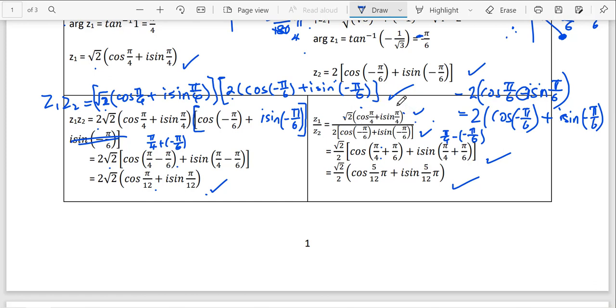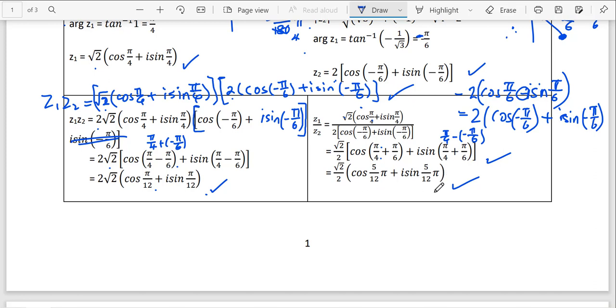For the division, you copy the whole thing: the polar form for the first group and then the polar form for the second group. Copy and put there, you will get the marks. Then do the operation based on the formula. If divide, I divide the modulus and I subtract the argument. Pi over 4 minus negative pi over 6, so I become plus. So you write this and get the answer, 5 over 12 pi.